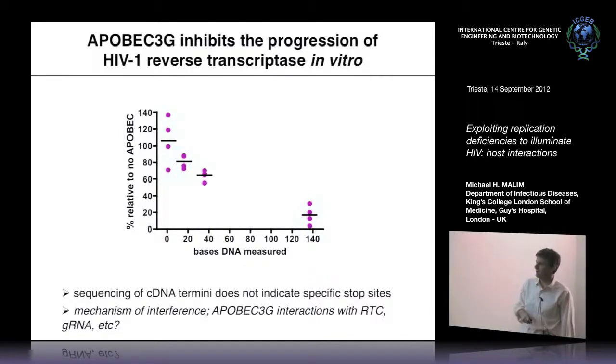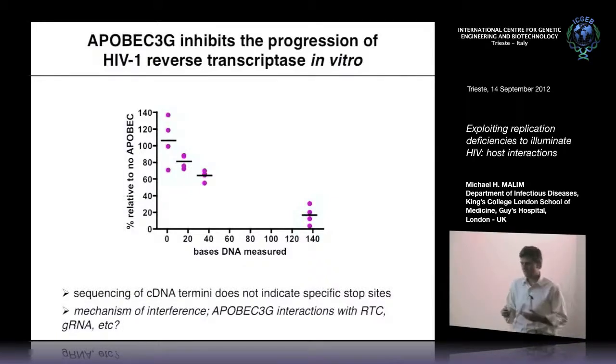In a variety of different experiments, including measuring the addition of the very first base of reverse transcription onto the tRNA primer, as well as the early phase of reverse transcription, there's a very strong processivity to the inhibition of reverse transcription. So the longer the reverse transcript is that you look at, the bigger the deficit in its synthesis when the APOBEC3G is there.